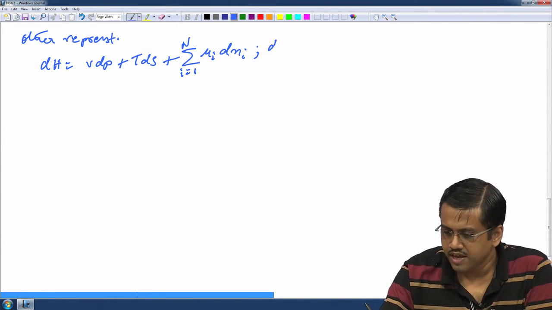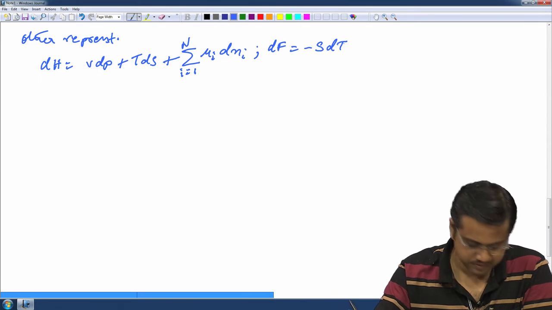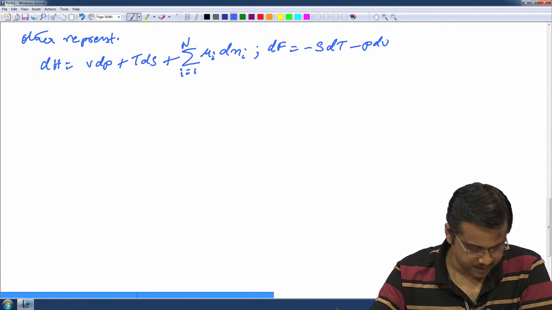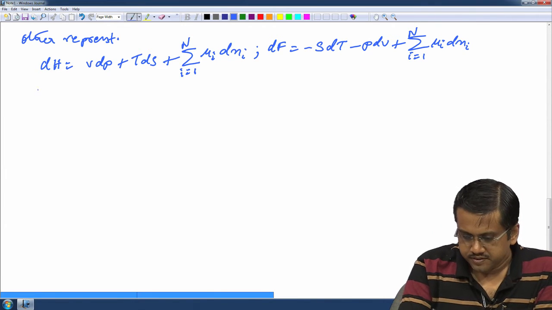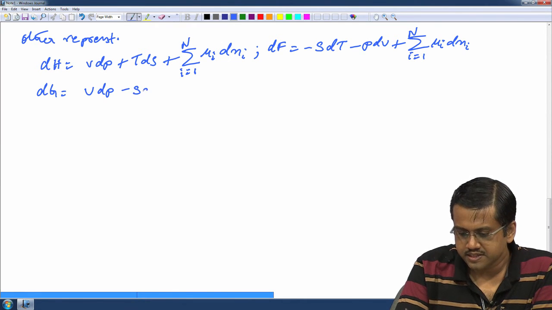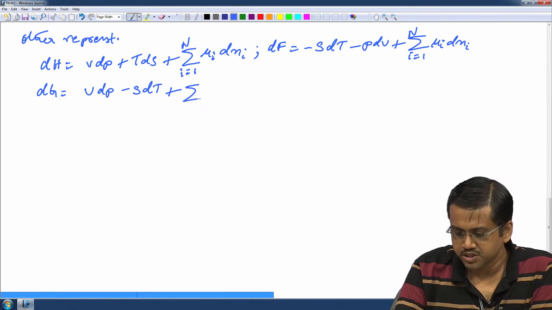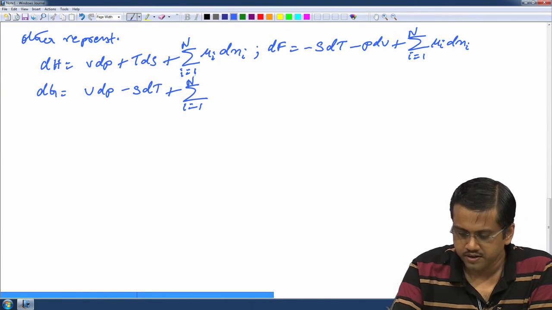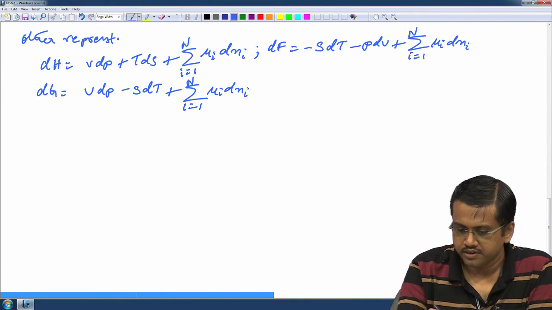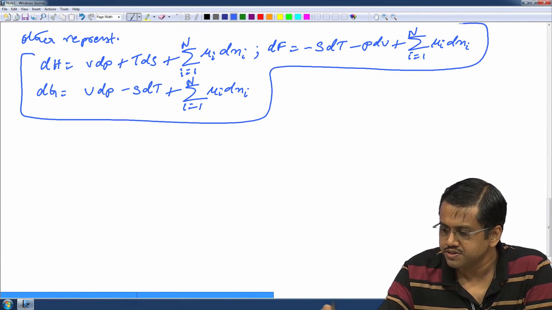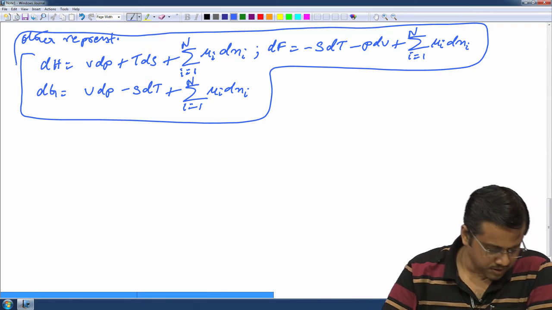Okay. Then you have dF, which is given as minus S dT minus P dV plus summation i equal to 1 to n mu_i dn_i. dG, on the other hand, is written as V dP minus S dT plus summation i equal to 1 to n mu_i dn_i. Okay. So, these are the other equivalent representations that are actually possible.